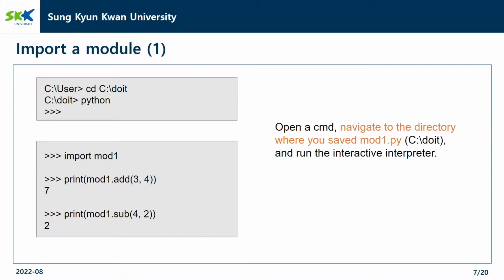Open a CMD, navigate to the directory where you saved the mod1.py file, and run the interactive interpreter. You must go to the C:/doit directory where you saved the mod1.py file so that the interactive interpreter can read it. To import it, type import mod1. Be careful not to accidentally enter it as import mod1.py.